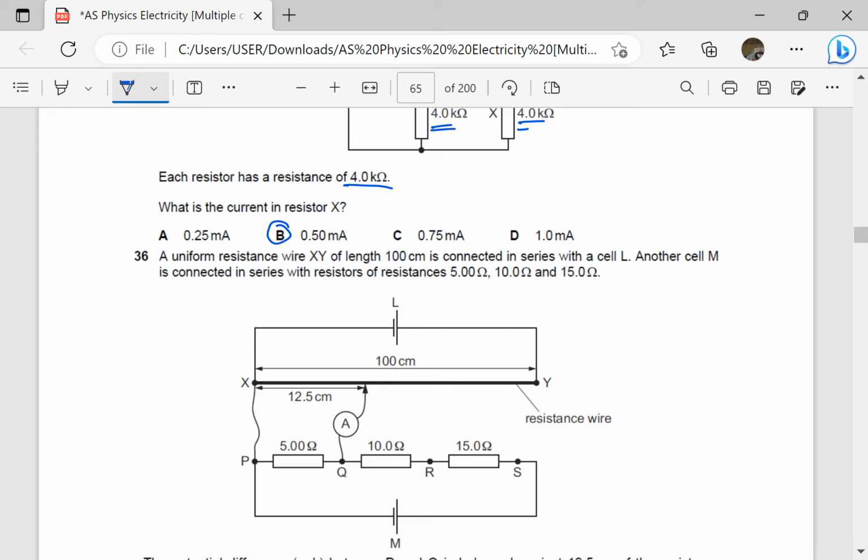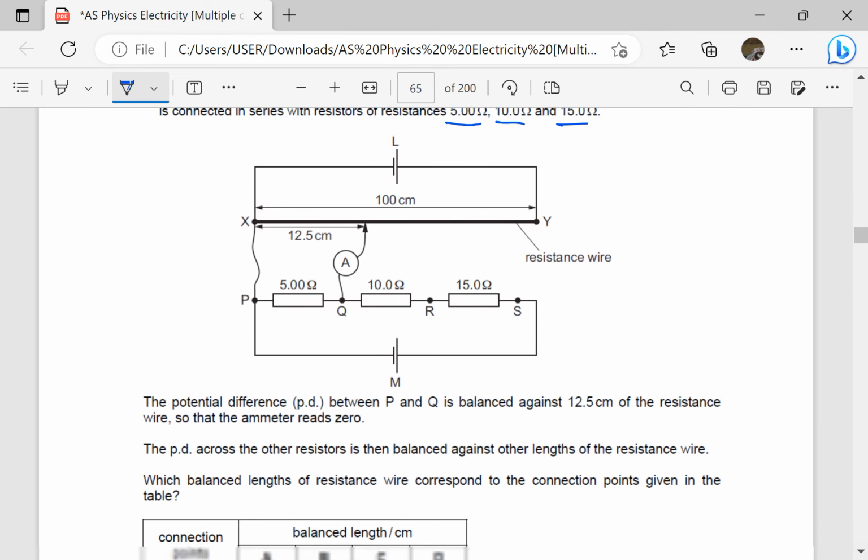A uniform resistance wire XY of length 100 centimeters is connected in series with a cell L. Another cell M is connected in series with the resistors of resistance 5, 10, and 15. The PD between P and Q is balanced against 12.5 centimeters. And remember, the PD across P and Q is the same as the PD across that length because PD is directly proportional to length. So it means 5 ohms is balanced by 12.5 centimeters.